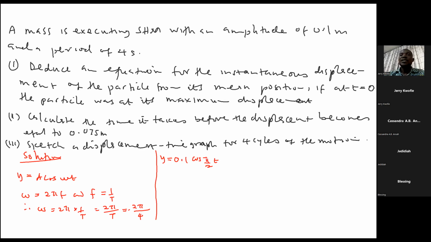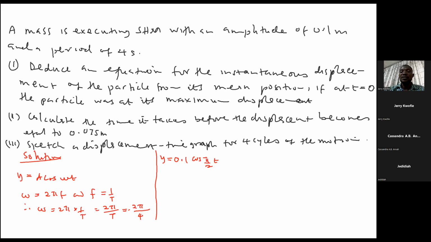One of them is meant for a situation where the particle involved is passing through the equilibrium position when t is equal to 0. That is, as soon as you begin to monitor the motion of the particle, if at that moment the body is passing through the equilibrium position, then the displacement of the particle should be given by y equal to a sine omega t.